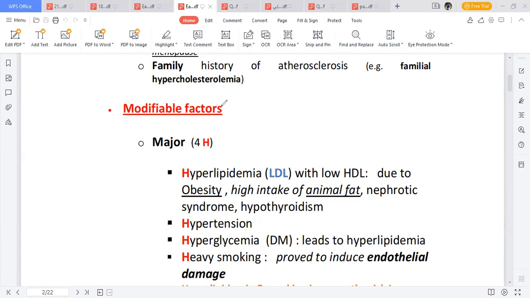So now, how do you remember the modifiable risk factors? For all the modifiable risk factors, as the name suggests, it means that you can control them. You have got the major 4 H's that will guide you on the things that are modifiable, the ones that you can control. Hyperlipidemia, for example, especially if you have got low density lipoproteins.